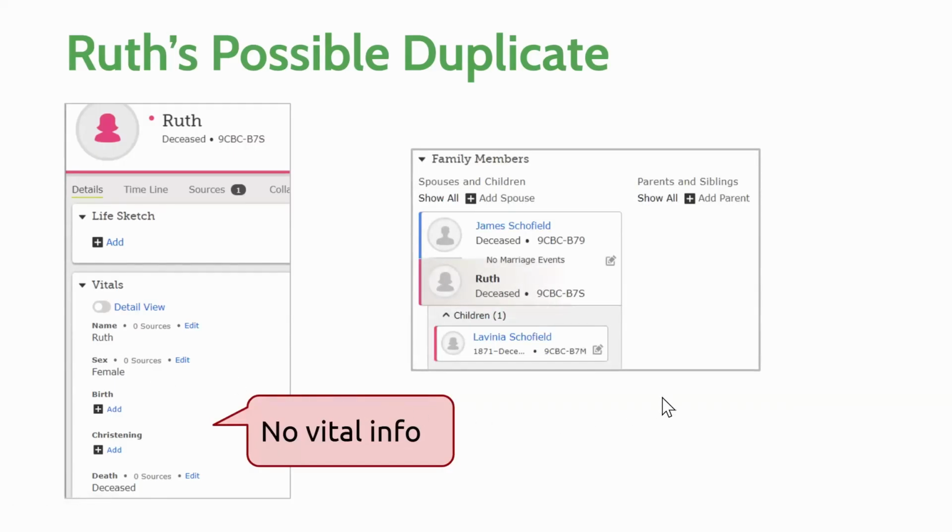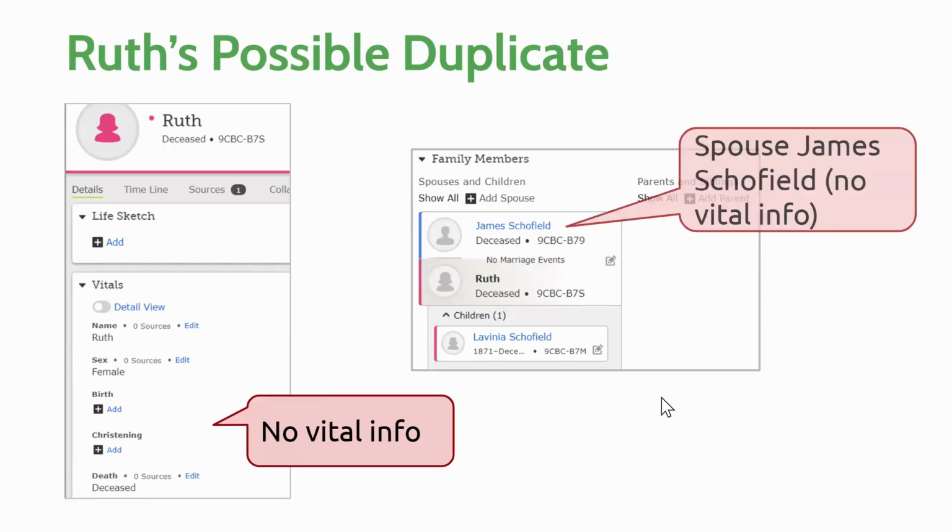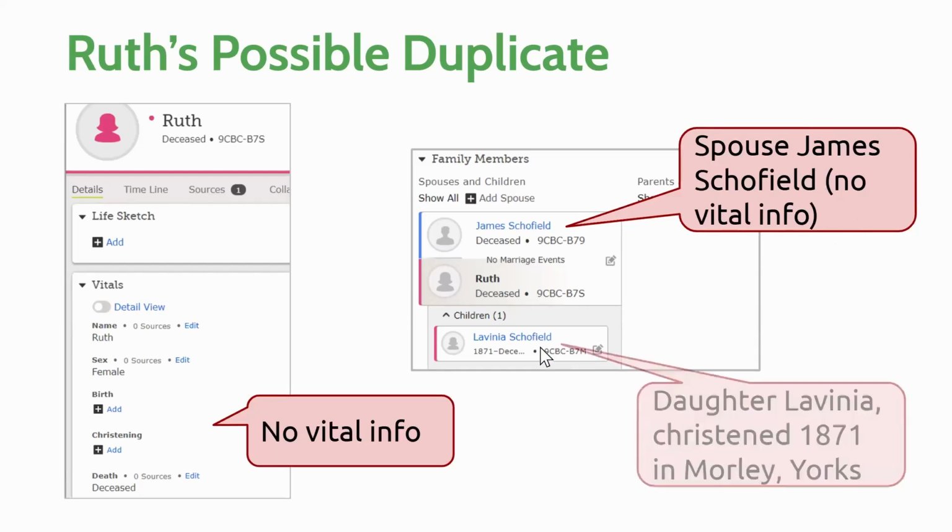As we scroll down the page, we start to see something a little more helpful. So there is a spouse named James Schofield, but if we were to pop over to his profile, he also has no vital information. We don't know when he was born, where he was born. We know nothing about him either. We do have a child, and this is looking like this might be the best clue that we have to go on. So this daughter, Lavinia, was christened in 1871 in Morley, Yorkshire.